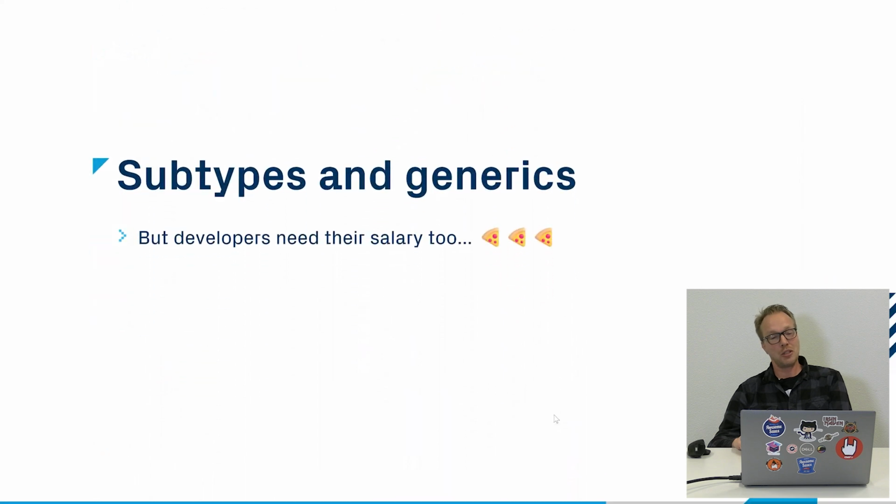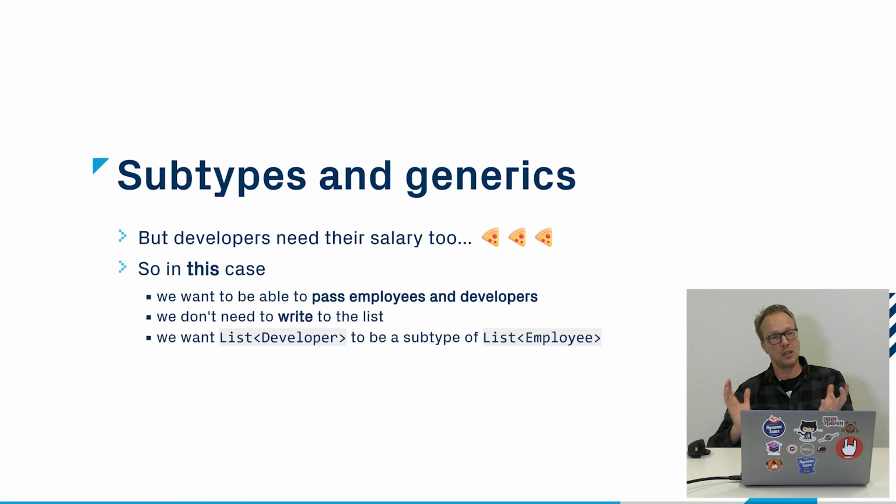So, well, developers need a salary too, so we want to make this code a bit more flexible. We want to be able to pass employees and developers, and we don't care that we cannot write to that list anymore. So basically, we want that list of developer is a subtype of list of employee.